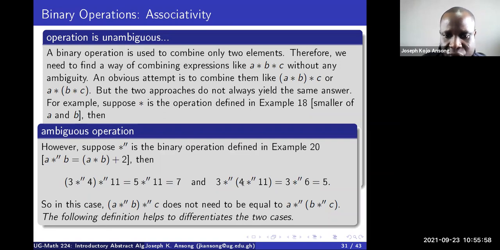What of this? If I do the 4 and 11 first, I get a minimum here, which is 4. I add 2 to it, I get 6. So I have 3 star-prime-prime 6. Take the smallest one, which is 3, and add 2, you get a 5.